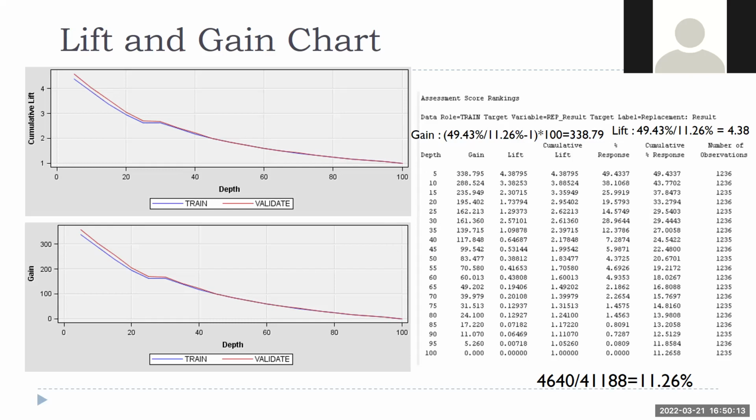Sir, do we use both the lift chart as well as the gain chart, or can we use any one? Both are related. Any one of them. If you know the lift, obviously you know the gain from the baseline performance.